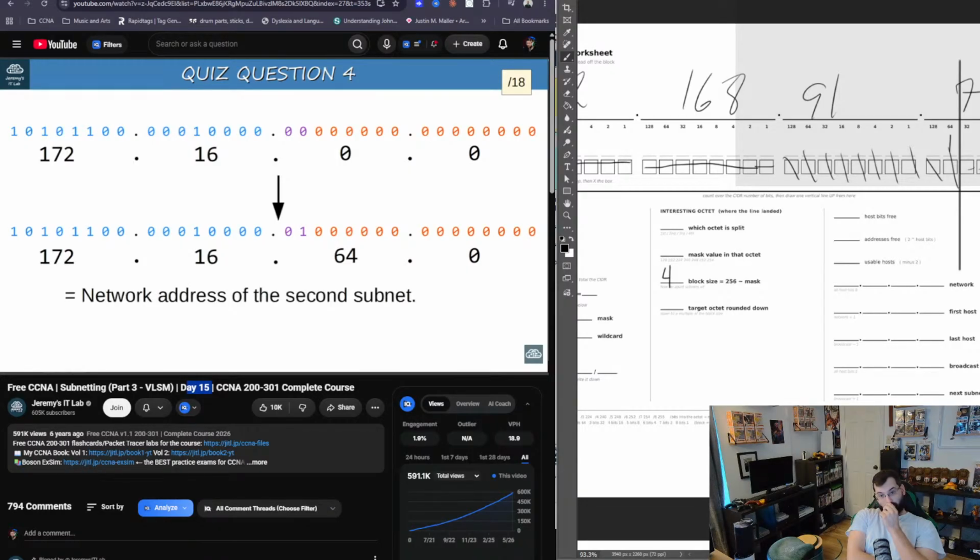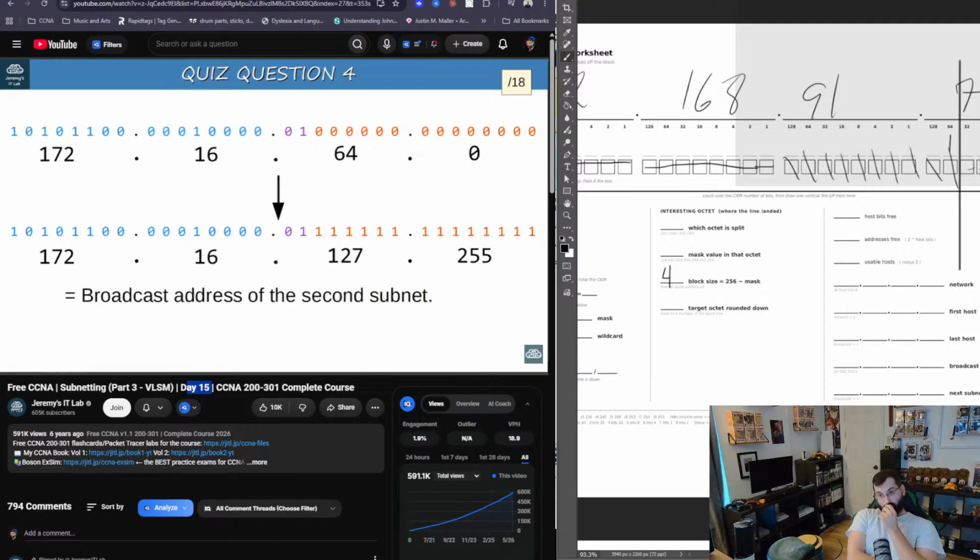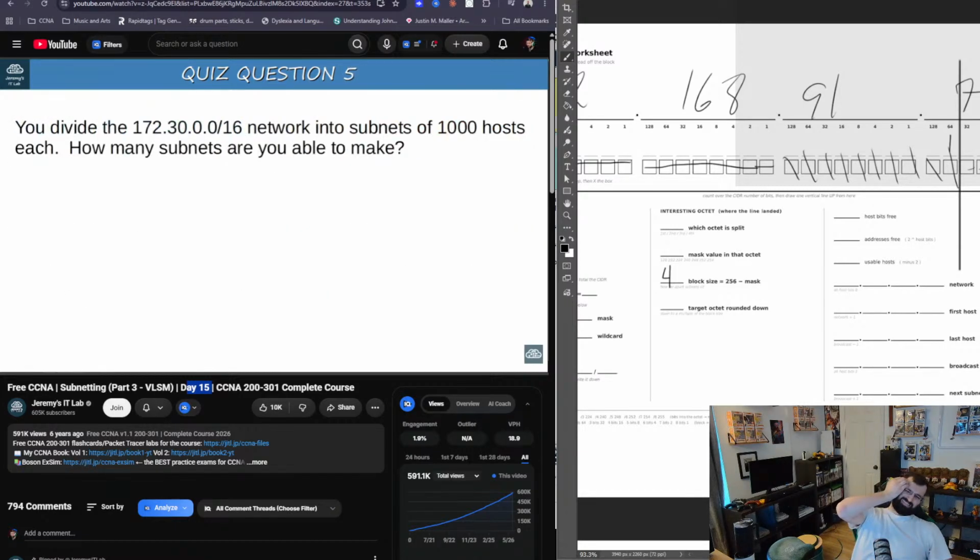Now, to find the broadcast address, simply change all of the host bits to 1. So the broadcast address is 172.16.127.255. So these are the answers to question 4. Finally, question 5. You divide the 172.30.0.0/16 network into subnets of 1,000 hosts each. How many subnets are you able to make?